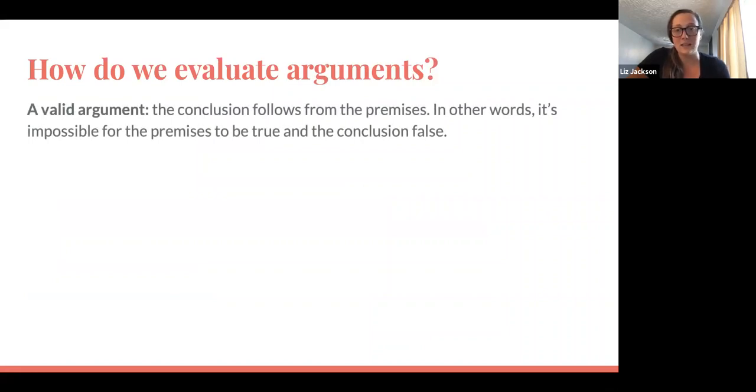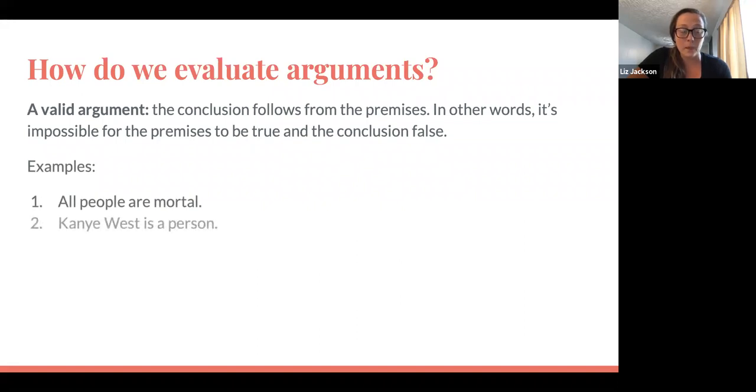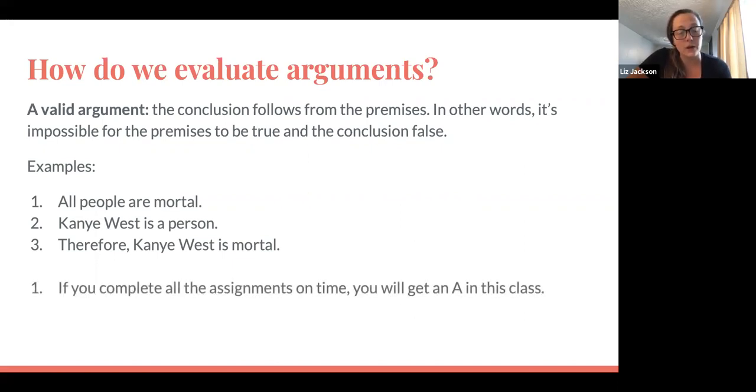The first is validity. A valid argument is an argument in which the conclusion follows from the premises. In other words, it's impossible for the premises to be true and the conclusion false. Here's some examples. All people are mortal. Kanye West is a person, so Kanye West is mortal. So the conclusion that Kanye West is mortal follows from the premises that all people are mortal and Kanye West is a person.